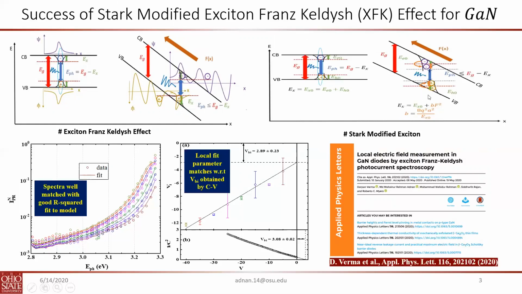The Stark effect is that by applying an electric field, the electron and hole pair can be further moved into the Coulomb potential, and as a result, they can absorb a photon energy that is much less than the band gap energy. So this Stark modified exciton Franz-Keldysh effect was used to model the experimental data, and the data was fitted very well. The built-in potential that came out of this model was also similar to the capacitance voltage measurement. So this model succeeded where the Franz-Keldysh model did not.